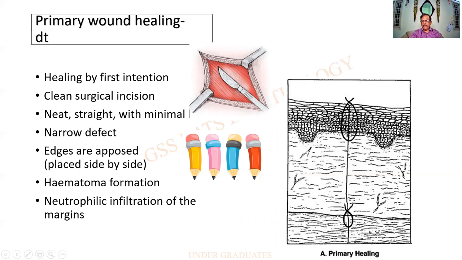This particular diagram I would like you people to draw. Now there are other schools of thought with the laparoscopic surgery. Look at this diagram as such. This is a stratified epithelium. There has been a very straight incision, and after the surgery is over, it has been sutured. Classical of the surgical incision. There is a narrow defect. The edges are opposed, placed side by side. Hematoma formation will be minimal, and there is a neutrophilic infiltration. Please draw this.